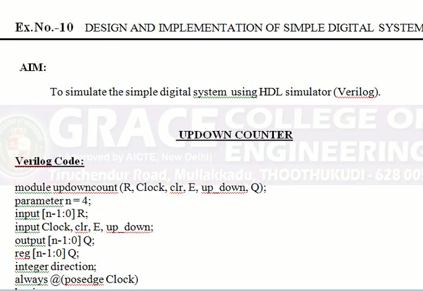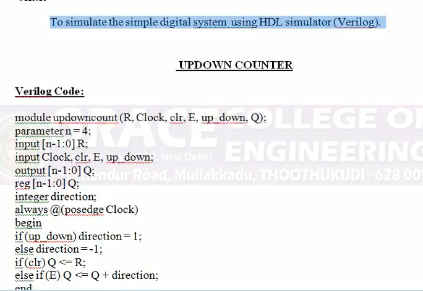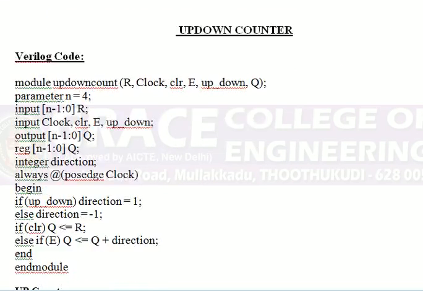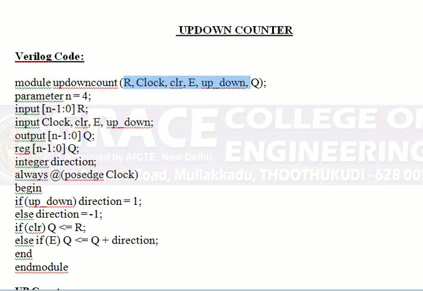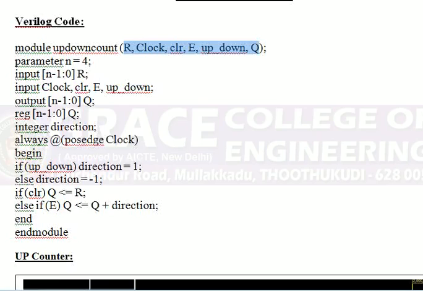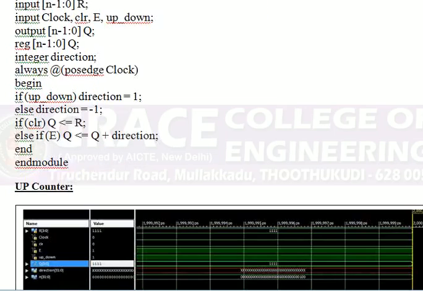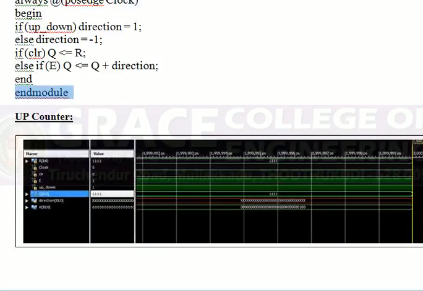Aim: to simulate the simple digital system using an HDL simulator. We will write the Verilog module. Here I am going to do the up-down counter. In the Verilog module, first write the module and file name, then the input-output variables are declared here, and according to the up-down counter you write the program. Then finally end module. This is the output.